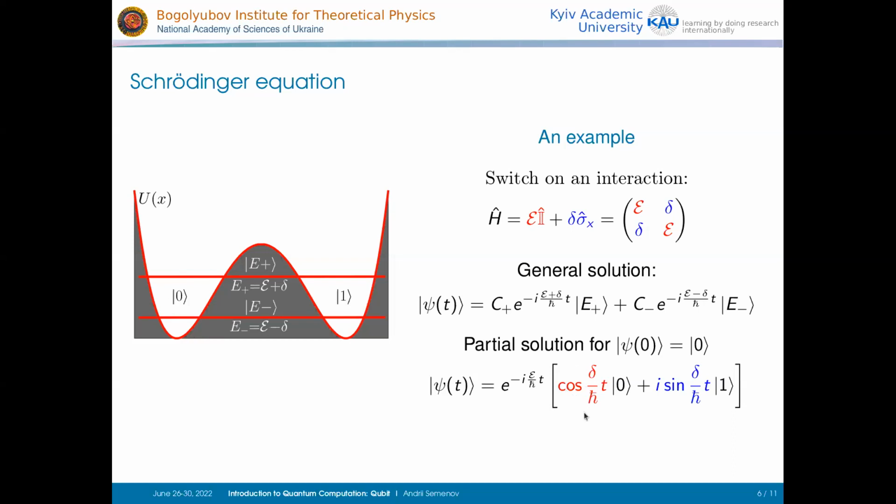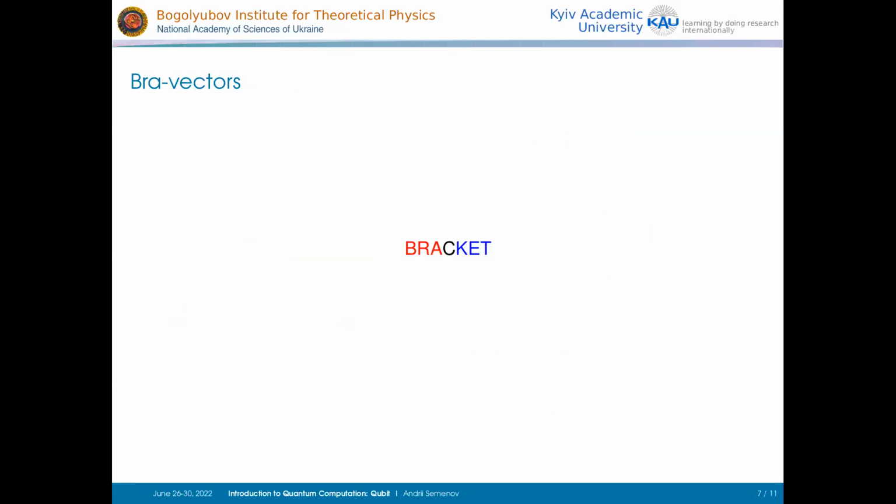This is the absolute modulus squared, the absolute value squared of these coefficients. So in this case, this is cosine squared of this argument, and this is sine squared of these arguments. And this is the essence of the so-called Born rule. But before I go to the Born rule, I should tell you a bit more math, and now we are going to do it.